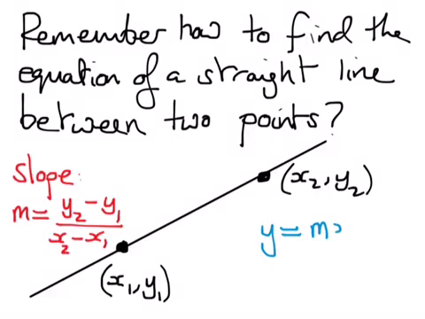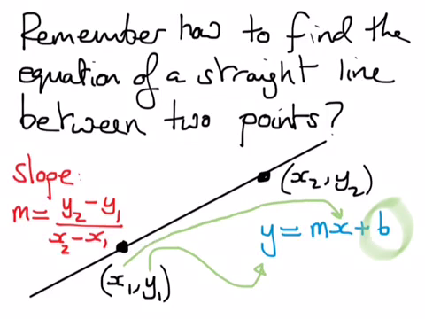The other thing we need is the y-intercept, this b. The equation of a straight line is y equals mx plus b. We need to know what b is. Given that we know 2 points on the line, once we've worked out the slope, we can find b really easily. We just take one of the points and plug it in. Every point on this line has an xy coordinate that satisfies this equation. So let's pick the first point. We substitute in the y value. We substitute in the x value.